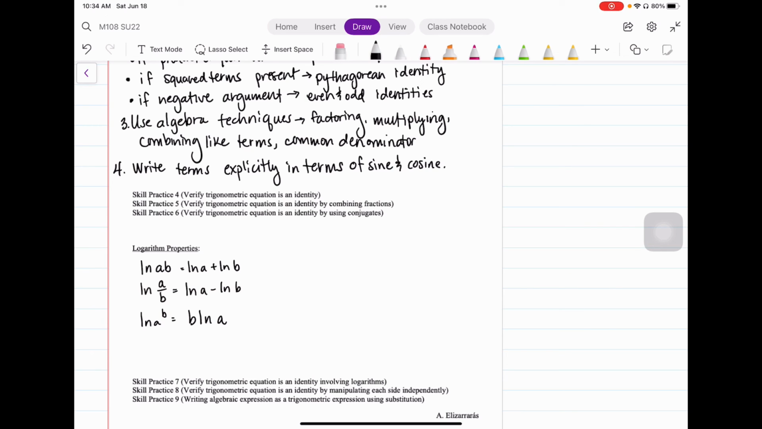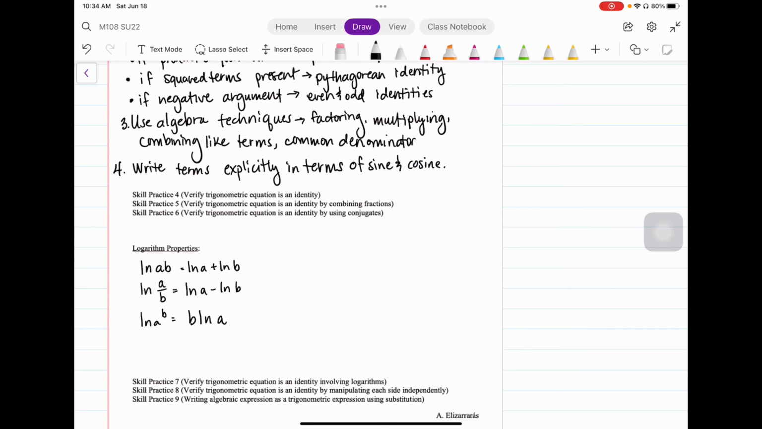If you have addition, you can combine them to be multiplication. Subtraction can combine to be the quotient, and if you have a coefficient, you can make it a power. And those are really all the techniques we're going to use. Very brief, but it just takes practice in recognizing which one, what approach you want to take.